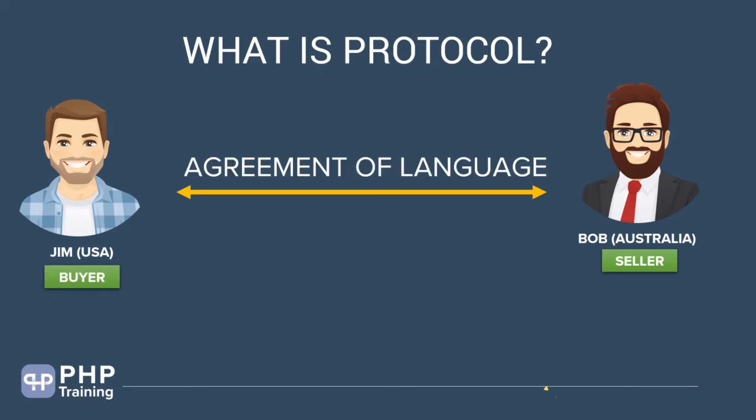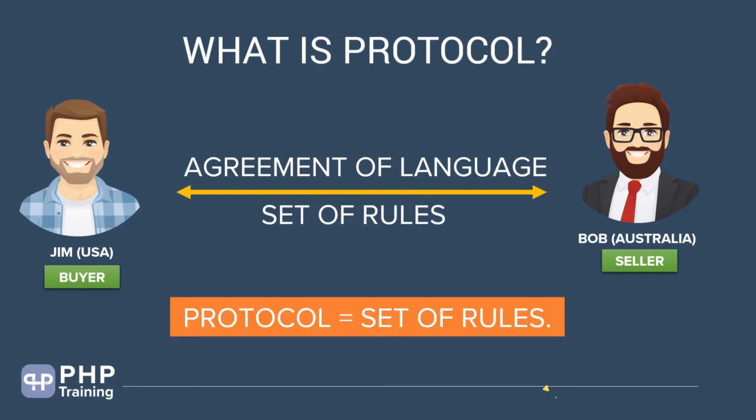If they want to communicate, they have to say, okay, let's speak a similar language, so that we can have an agreement of a language first, so that we can speak, right? And that is nothing but a set of rules. Language defines what alphabets to use, how you pronounce them, and what words you use. So these are basically the rules of a language. In terms of protocol, protocol is nothing but a set of rules.